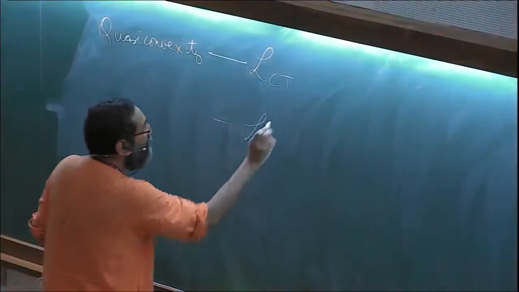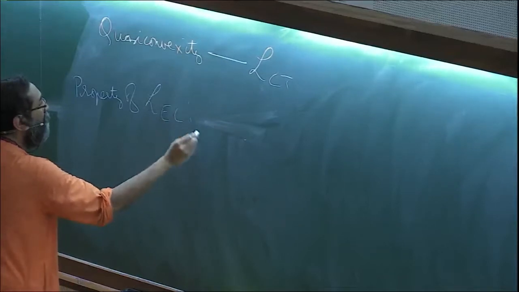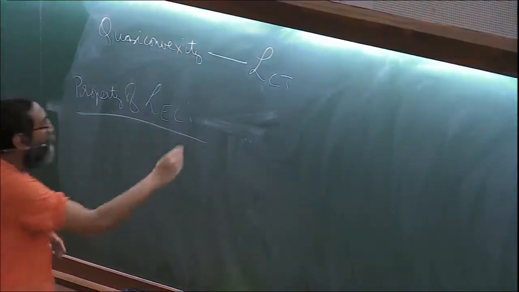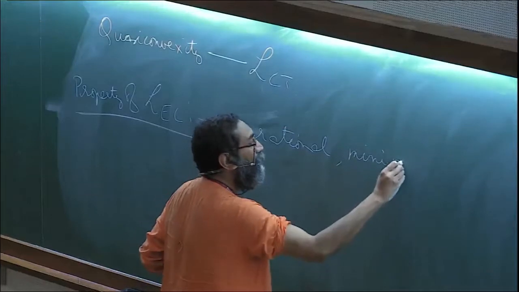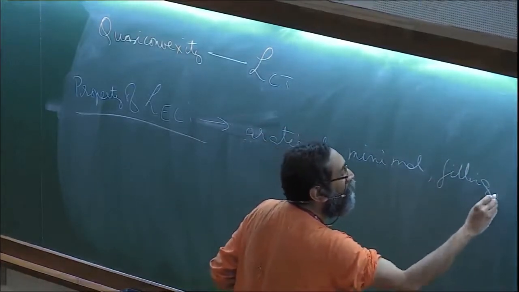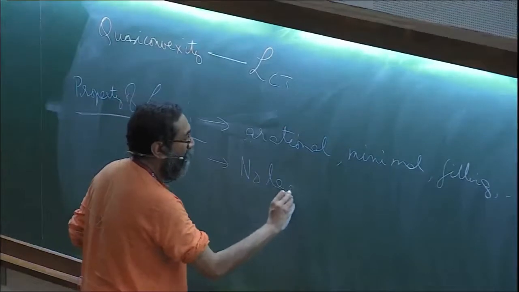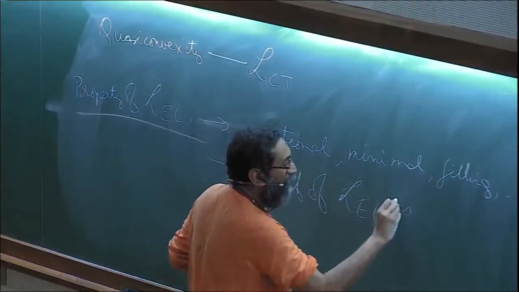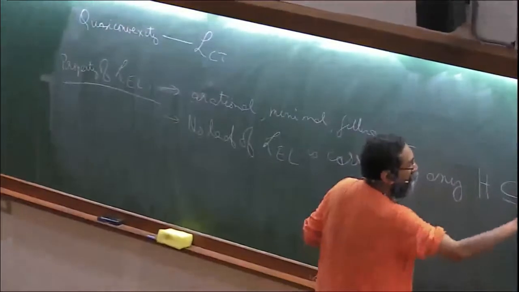The relevant lamination is LCT. Now, what about laminations? So let's try this. A property of LEL, the Thurston ending lamination. This is something that is irrational, minimal, filling, etc. It's got all kinds of lovely properties. There's a certain strong property that means that no leaf of LEL is carried by any H contained in N.